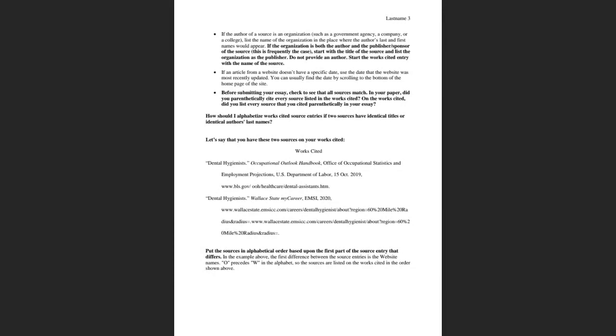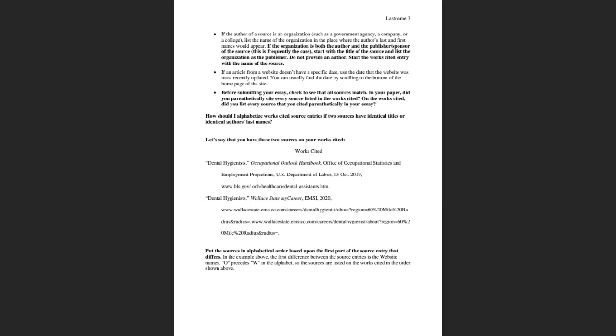Sometimes in doing papers, you might have a government agency, a company, or a college that is both the author of its website and the sponsor of its website. If it's the publisher and/or sponsor and the author, for example, Wallace State is the author of the Wallace State website, you don't need to put that twice. What you can do is start with the title of the article or section you used from the website, then name the website, then list the sponsor or publisher, and then continue on with the other information about the source.